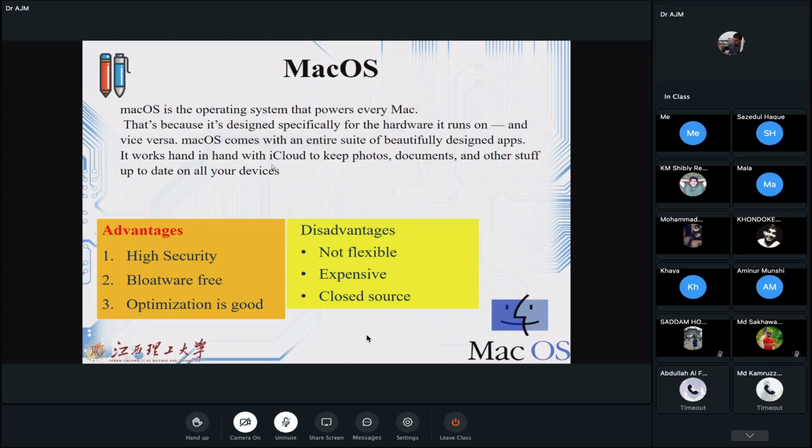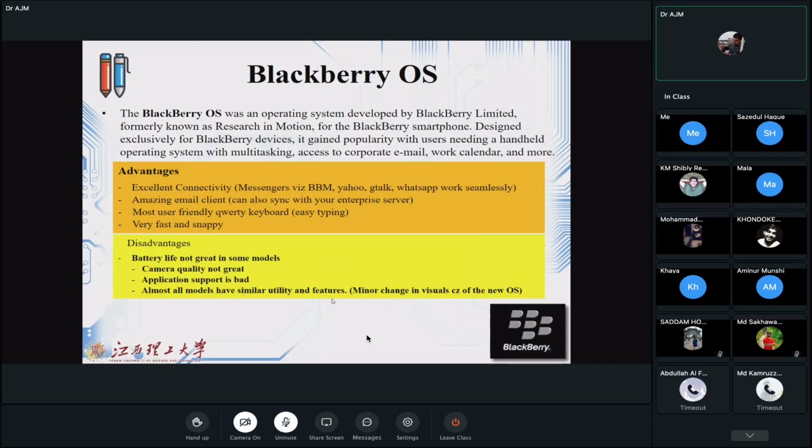But Mac OS was another operating system that powers every Mac. And that's because it's designed especially for the hardware of the Mac product. It has high security, is bug-free, optimization is good, but it is not flexible, expensive, and closed source, as we had in Mac OS.